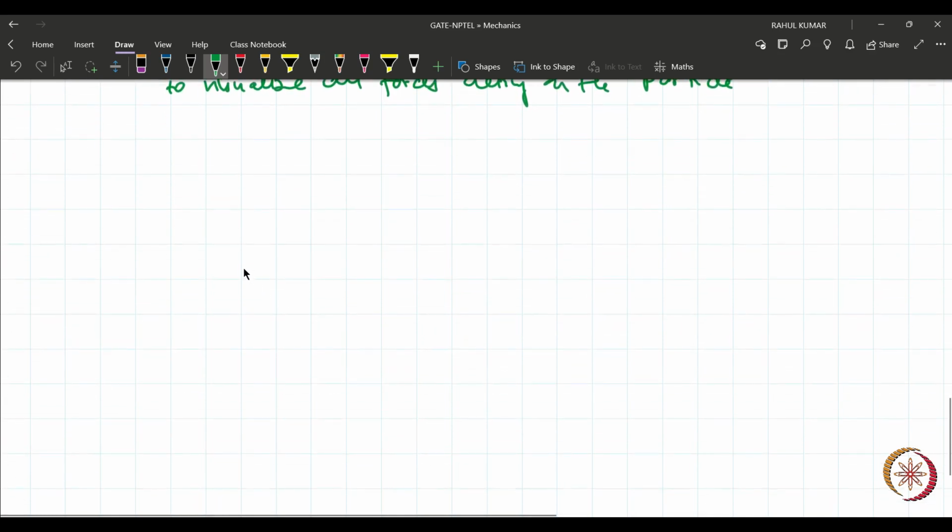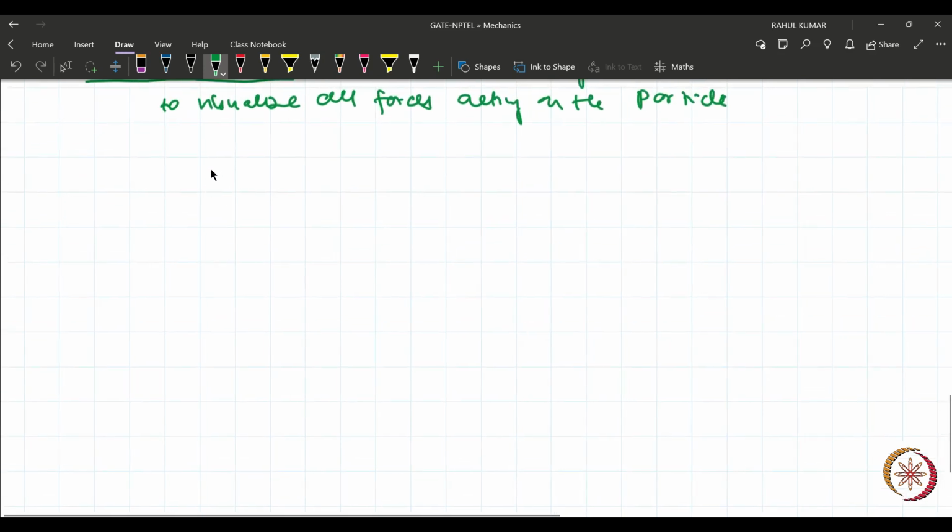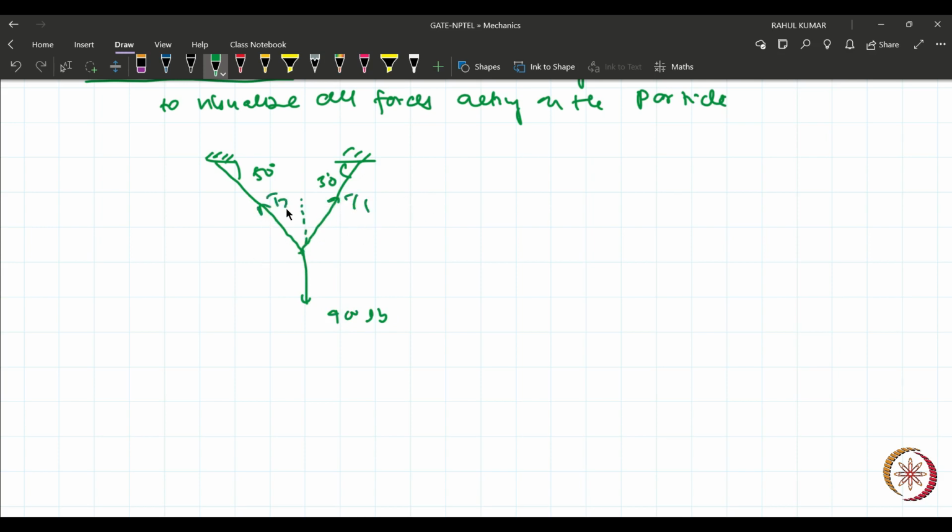So let's take an example. Actually, we have already solved one example, but let's do another. Suppose there is a wire, and this angle is 50 degree, this angle is 30 degree, and you are applying a force of 400 lb. Now the question is: what is T1 and T2?